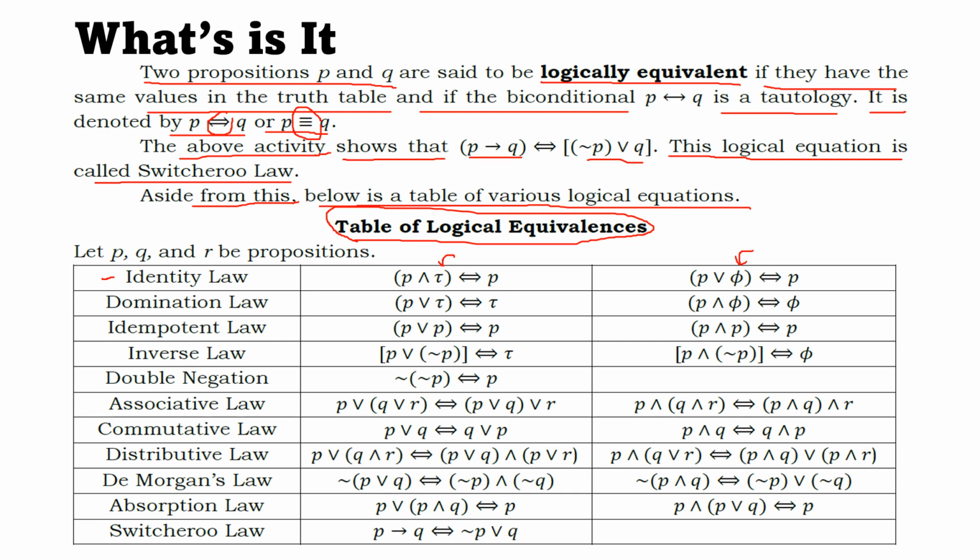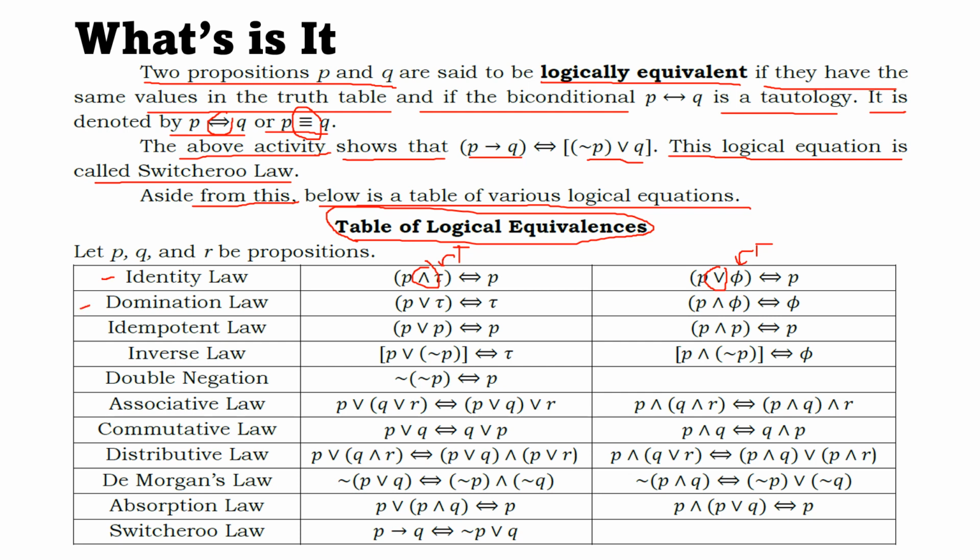The identity for disjunction is F, and the identity for conjunction is true. So as you can see on this one, the identity for conjunction is true, and the identity for disjunction is false. As you can see, we're dealing now with your conjunction and your disjunction in this one. So that will be your identity law.